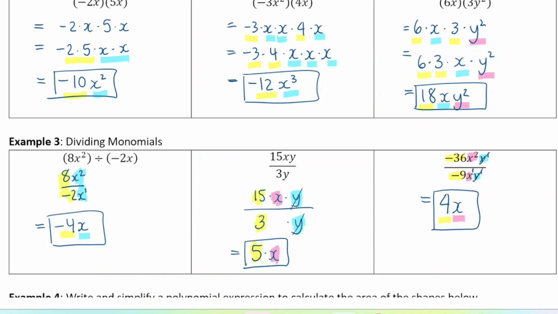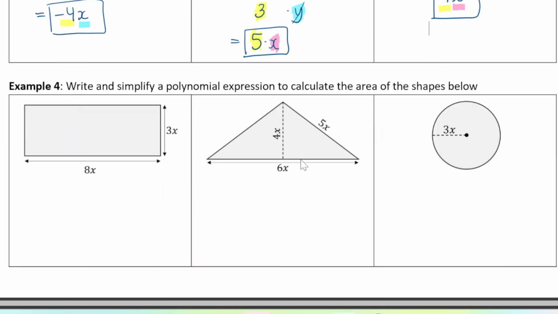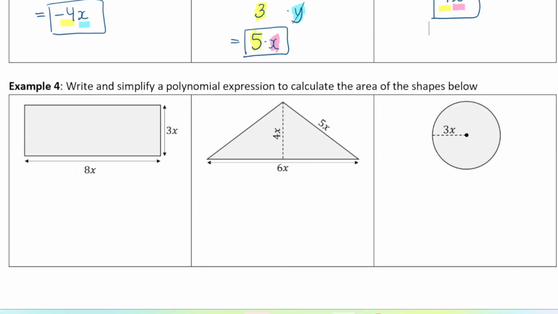All right. Lastly, just a little bit of a connection to some more geometry. Let's write some expressions for area because we do need to multiply when we're finding area. So it's a good application of what we've learned today. If you want to pause the video and try these on your own first, you could. All right, let's start with the rectangle. So if you recall, area of a rectangle is length times width.